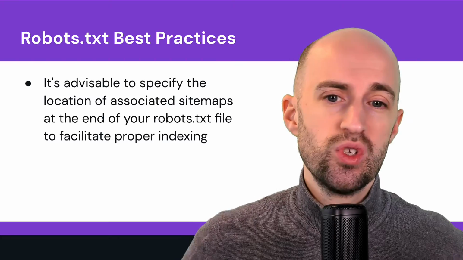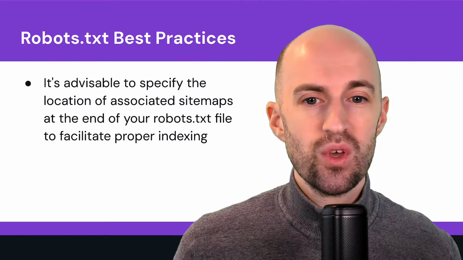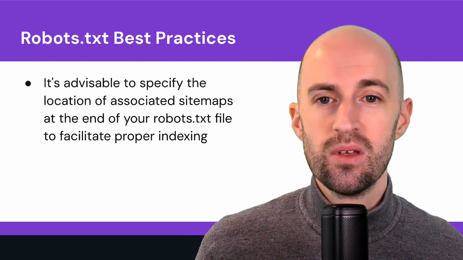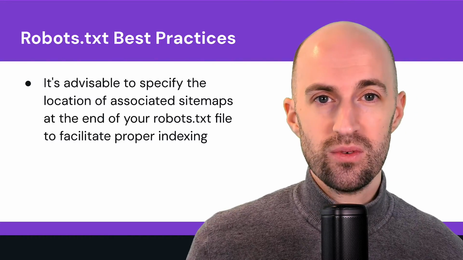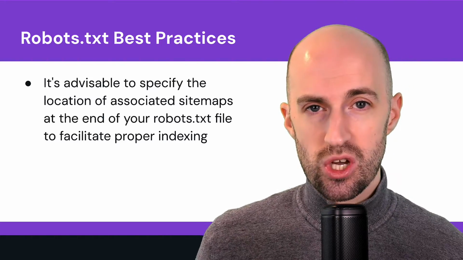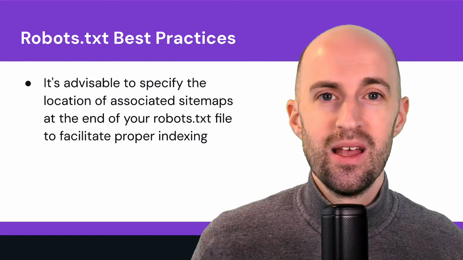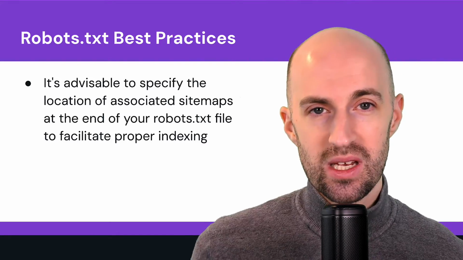It's advisable to specify the location of associated sitemaps at the end of your robots.txt file to help facilitate proper indexing. Obviously, if you already have your XML sitemap in Google Search Console, it will know where to find it. But generally speaking, for other search engines and other crawlers, it's good to have it in there so they can discover it.